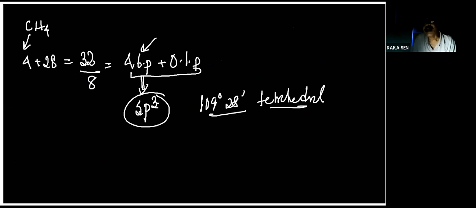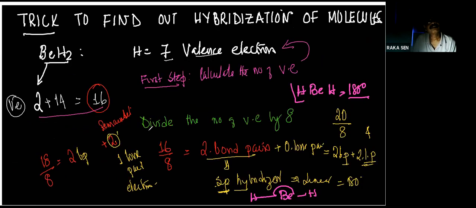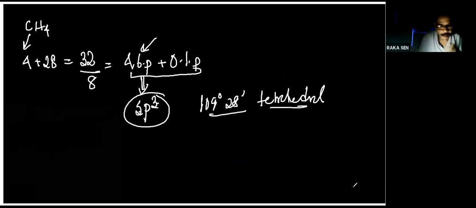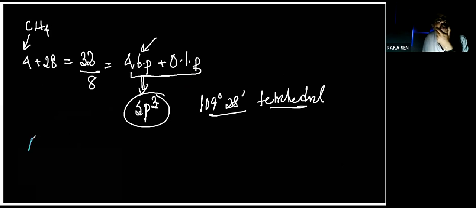You can apply this particular trick only for even number of electrons. When the molecules have even number of electrons. Say for example, I have got NO2 minus.